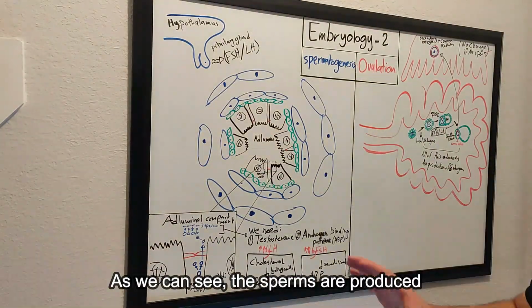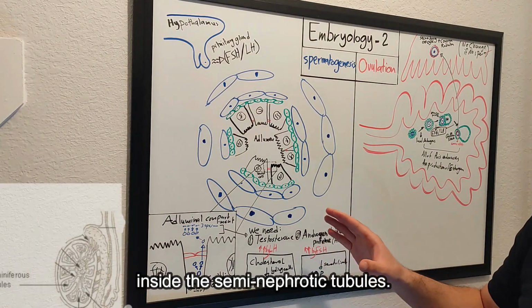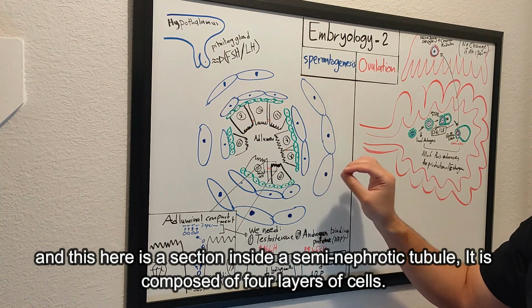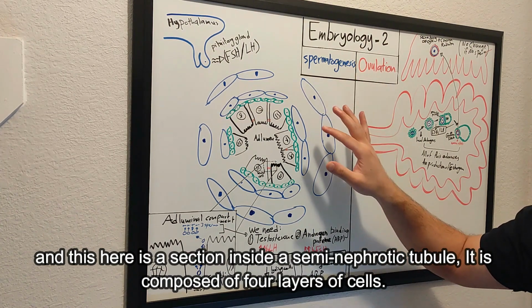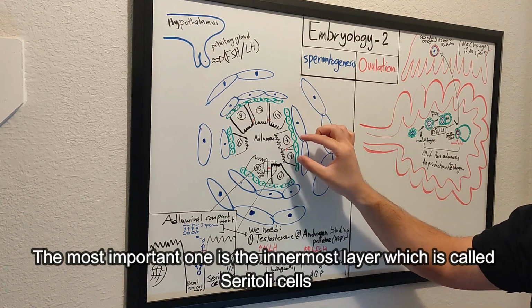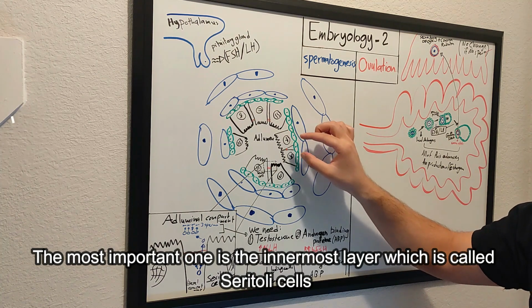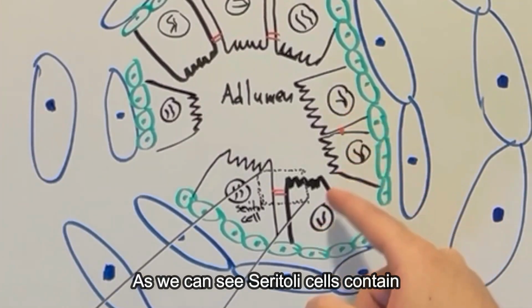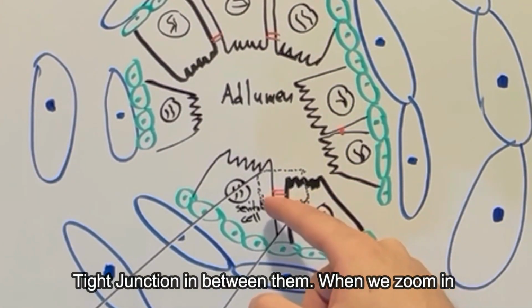As we can see, the sperms are produced inside the seminiferous tubules, and this here is a section inside a seminiferous tubule. It's composed of 4 layers of cells. The most important one is the innermost layer of cells, which is called Sertoli cells, and these are the cells that we are interested in today's lecture. As we can see, Sertoli cells contain tight junctions in between them.